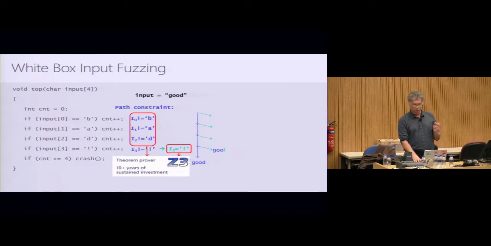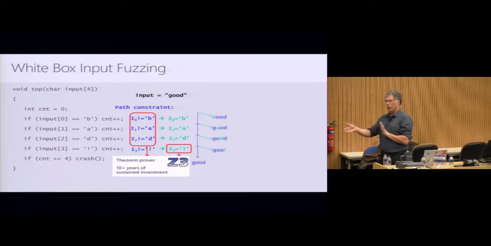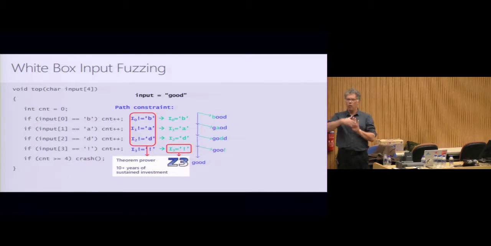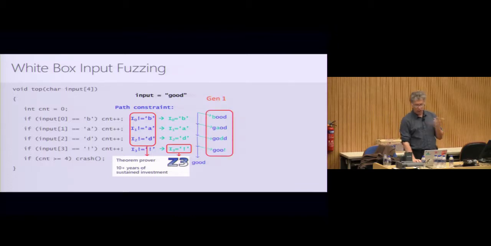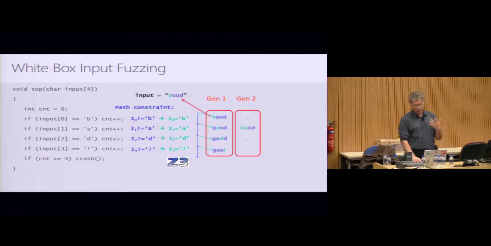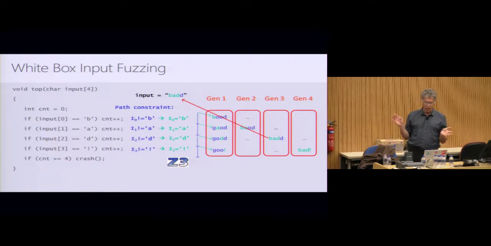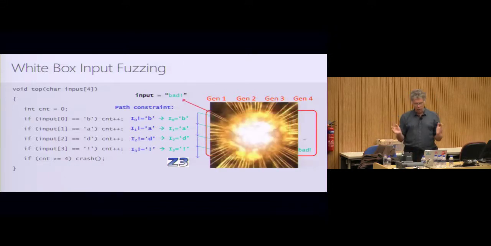And now that goes in, we can do that for each of the branches in that original path. So this is sort of a breadth first strategy. We have one path. We have all the conditionals that go off the path. For each of the conditionals, we can flip it, and we can get a new input. And that's sort of generation 1. And then we can do generation 2, generation 3, and eventually, in this particular search strategy, we get to the bad string, bad exclamation mark, and we get the crash.